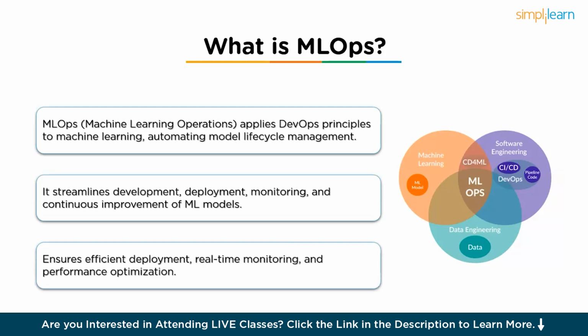So MLOps, the short form for machine learning operations, is a set of practices that bring DevOps principles to machine learning. It focuses on automating and streamlining the life cycle of machine learning models, from development to deployment and maintenance. So the goal of MLOps is to ensure that machine learning models are not only built, but also deployed efficiently, monitored for performance, and continuously improved based on real-world data.